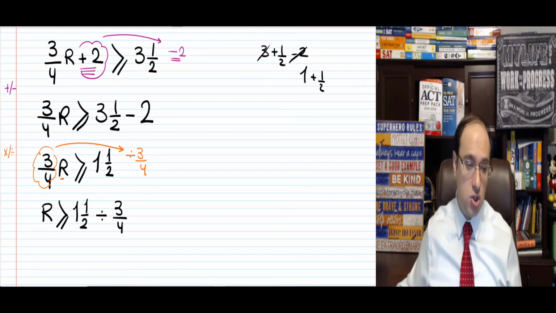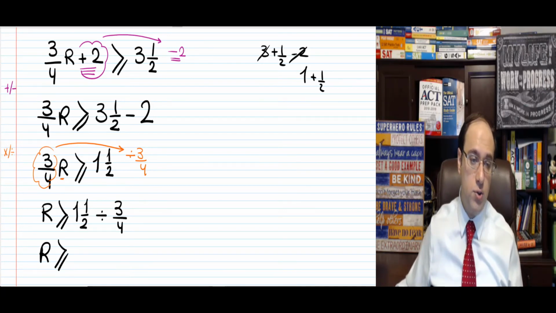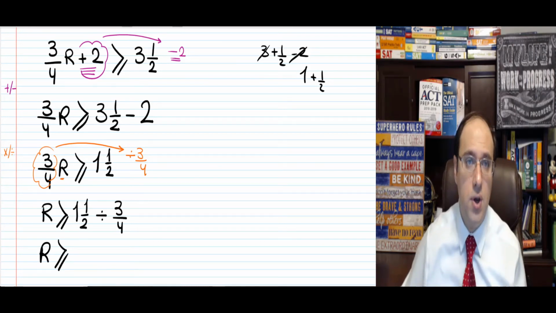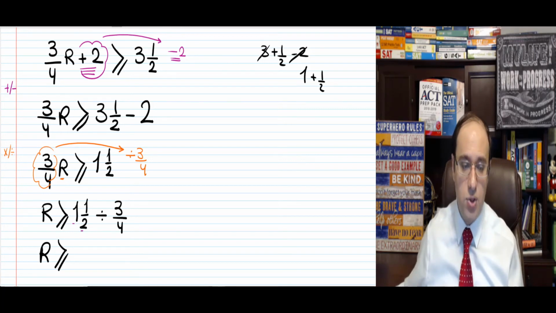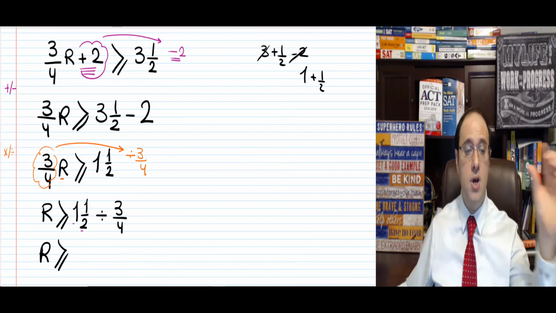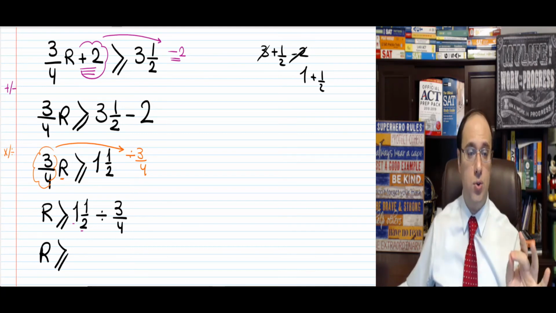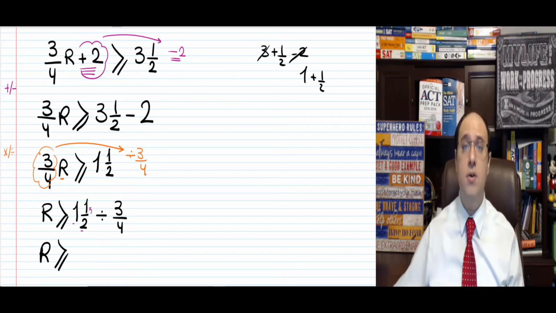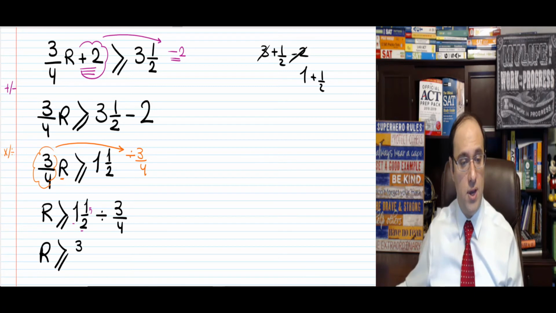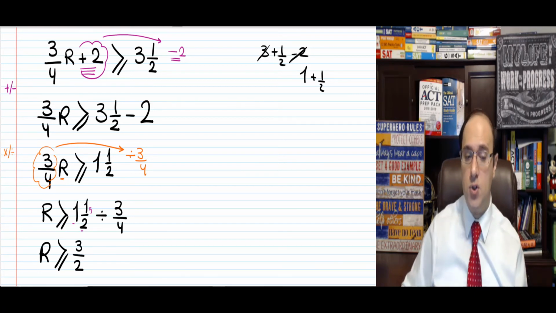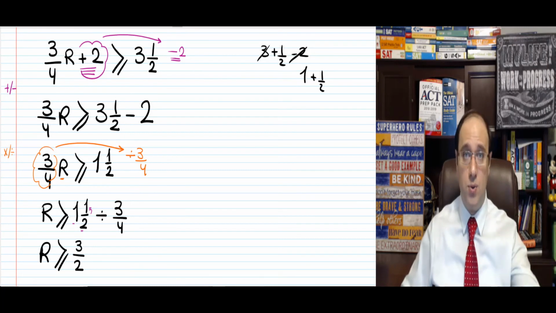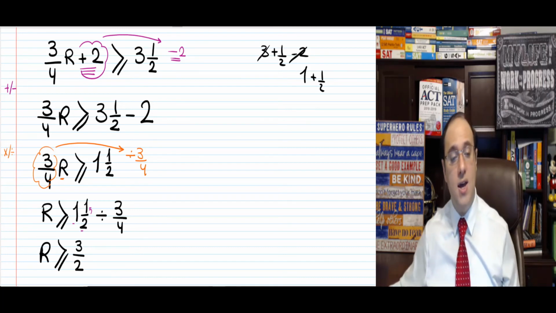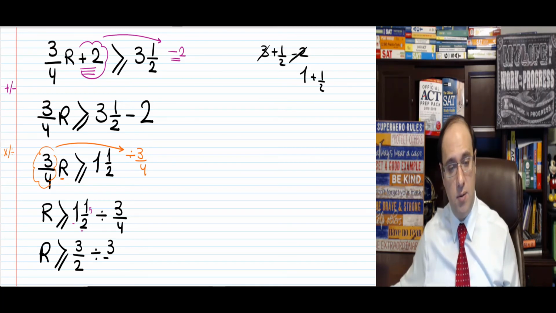So I need to change the 1 and 1 over 2 into an improper fraction. Remember how we used to do this? We go 1 times 2, the whole number times the denominator, 1 times 2 is 2, plus the numerator, plus 1 is 3, over the same denominator. So it's 3 over 2. Of course, if you're smart, you know that 1 and a half is 3 over 2. 3 divided by 2 is 1 and a half. So you can just write 3 over 2 right away. Now it becomes 3 over 2 divided by 3 over 4.